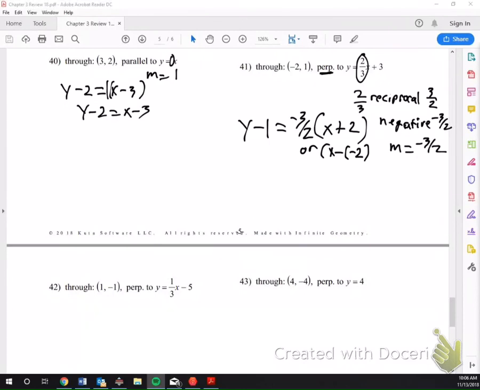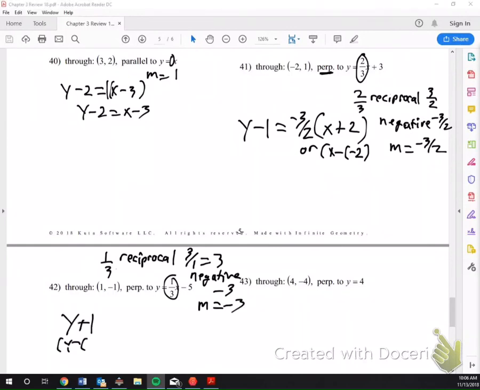Now, number 42, the slope of our reference line is 1/3. So for the negative reciprocal of that, we're going to flip it over first. We get 3/1, or 3. We're going to make that negative, and we get -3. So that's the slope. And then we have y plus 1, or y minus a -1, equals -3 times x minus 1.